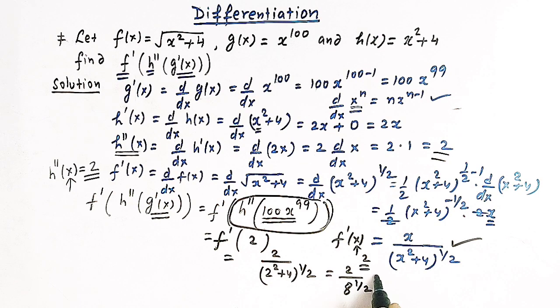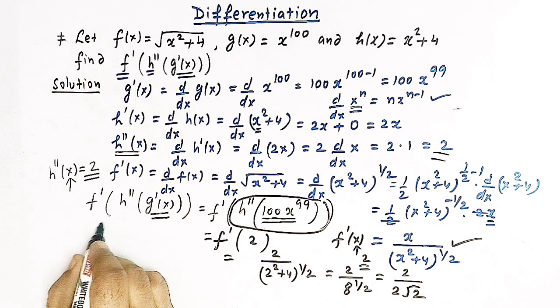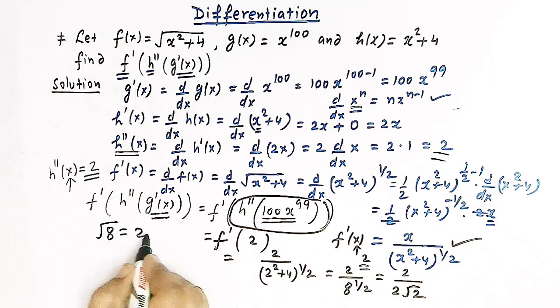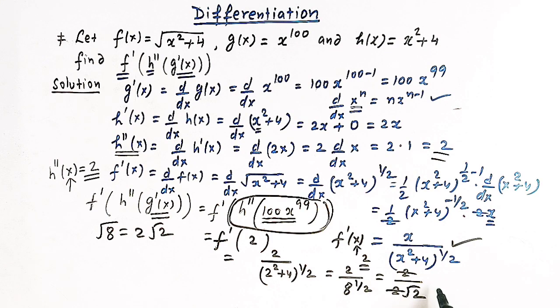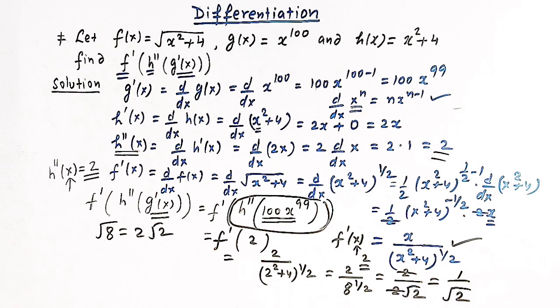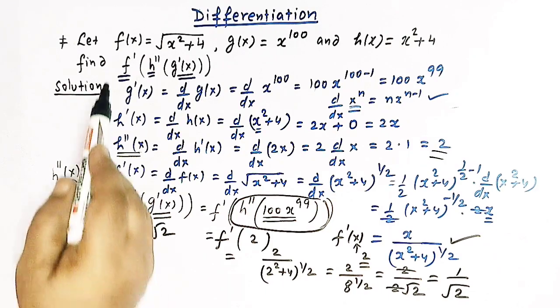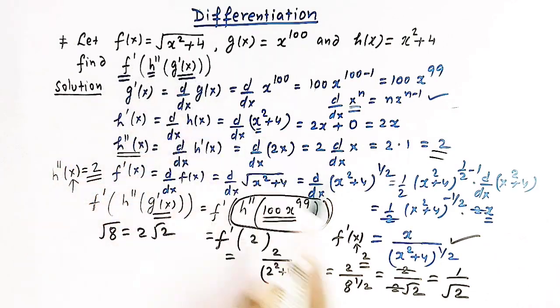8 raised to half. So we have 2 divided by 2 times square root of 2, because the square root of 8 is equal to 2 times square root of 2. Now this 2 and this 2 get cancelled, and we are left with 1 over square root of 2. So the value of this expression is equal to 1 over square root of 2.